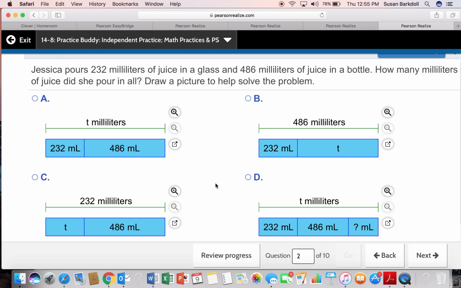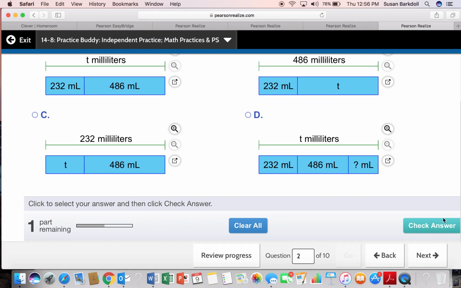Well, they've only given us two numbers, 232 and 486. So D is just crazy. I don't know where this question mark came from, so we don't need the question mark. So the correct answer is going to be A because it gives us the number 232 and the number 486, and those are the only two numbers. So A is my only possible answer.